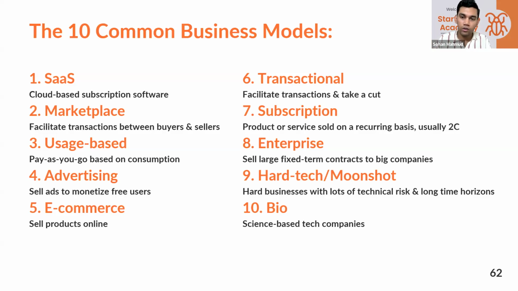And whenever there's a transaction there, you're taking maybe a 2% or 5% cut from that transaction, but you're not charging directly to the customers. And then there's subscription. This is also a really common one for product or service. You charge them on a recurring basis, maybe monthly or yearly. Then there's enterprise: sell large fixed-term contracts to big companies.